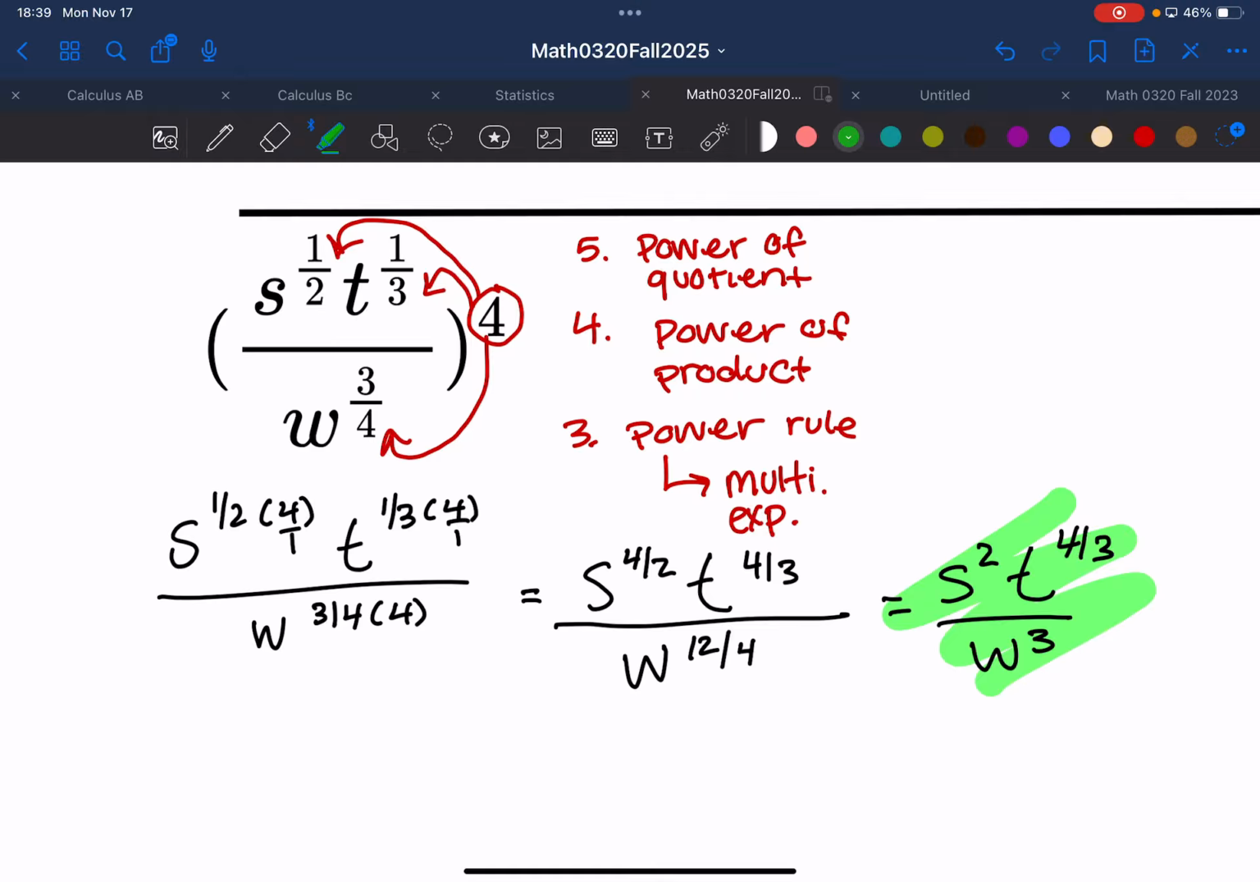I would be able to simplify this further if all my bases were the same. Let's say they were all t's. But since they're all different, I can't use any other properties.